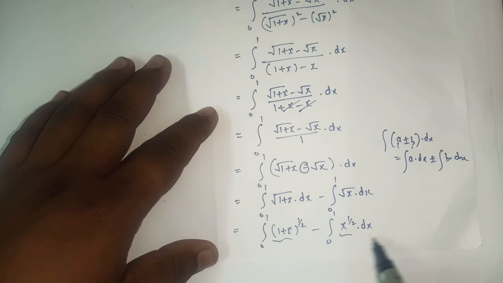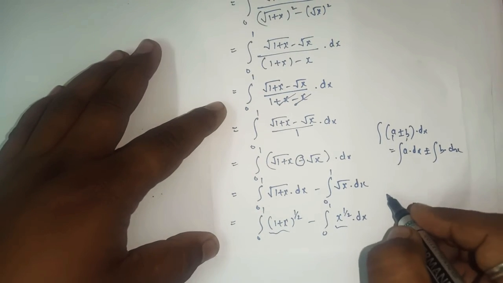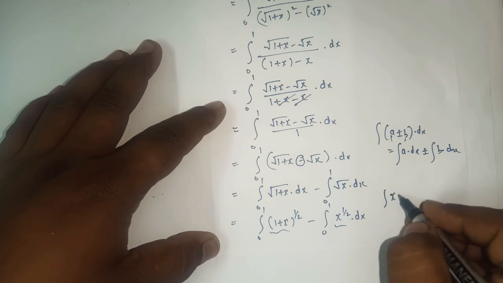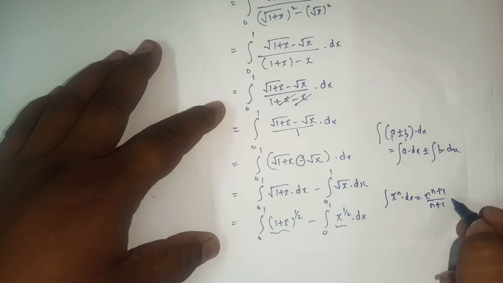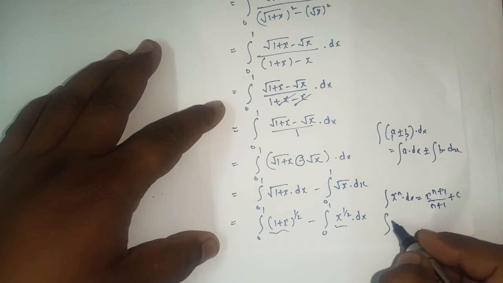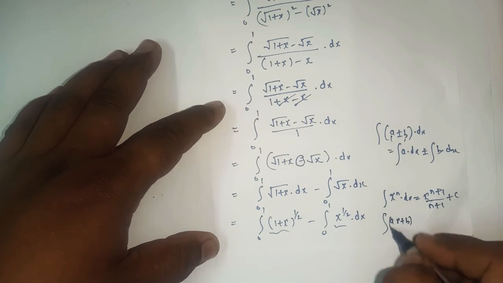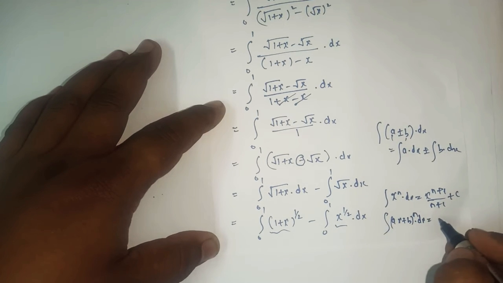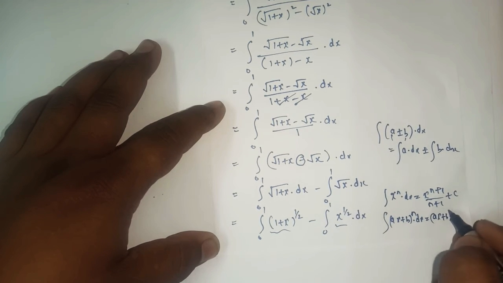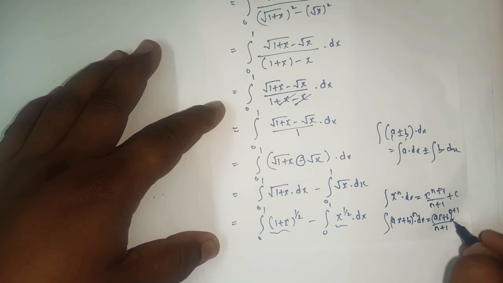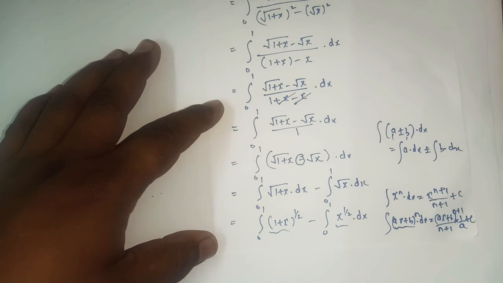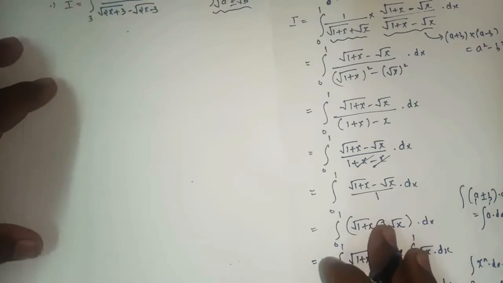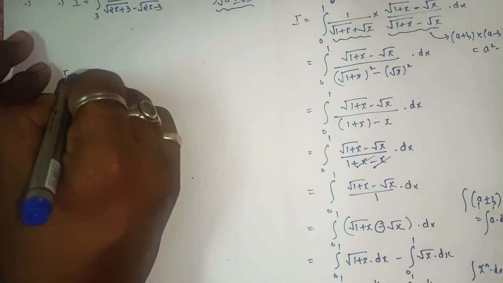So as clearly we can see, both sections look like what? The x raised to n formula. Yes or no? X raised to n is what? X raised to n plus 1 upon n plus 1 plus c, and this is in the form of integral of (ax plus b) raised to n into dx, which is (ax plus b) raised to n plus 1 upon n plus 1 into 1 upon a plus c. Here we have to apply the chain rule. Okay, so this will be what?